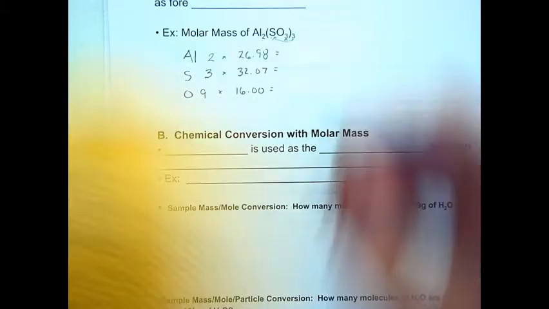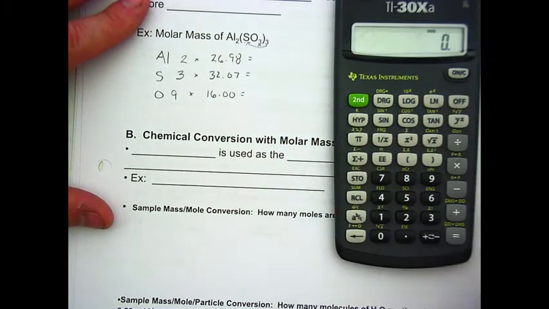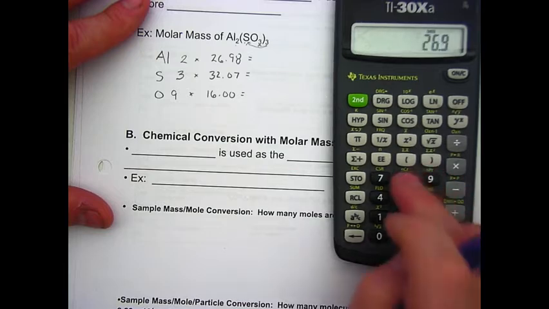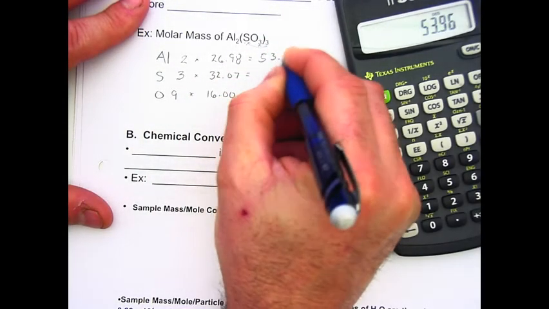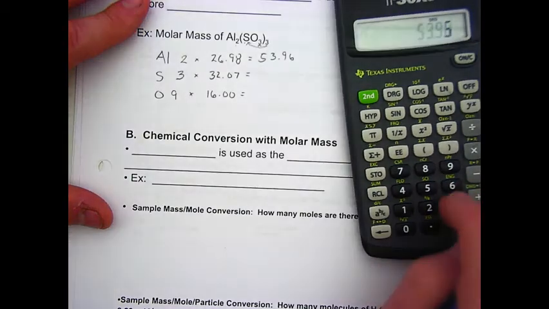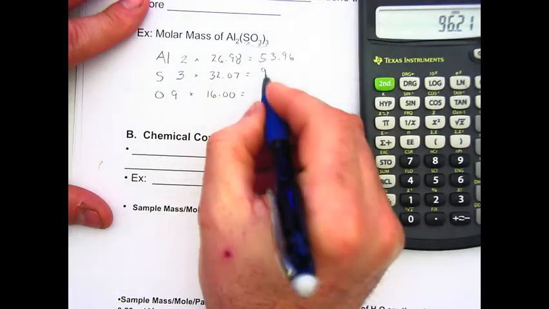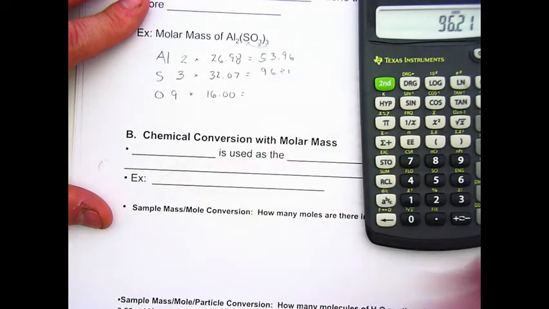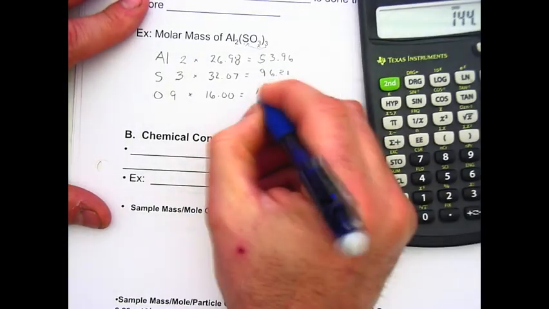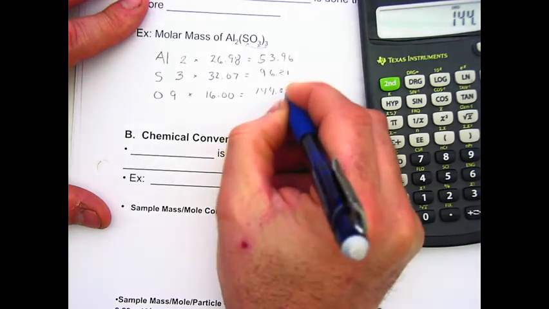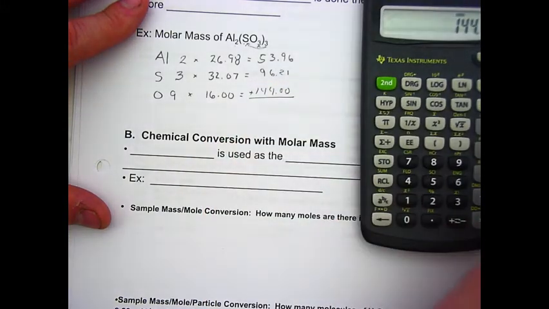We multiply those numbers out. This time the calculator would come in handy. We have 26.98 times 2, which is 53.96. 32.07 times 3 equals 96.21. And 9 times 16 equals 144.00. And then we add up all 3 of those numbers.